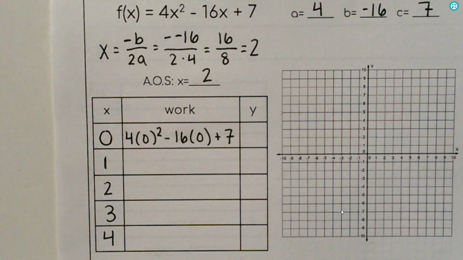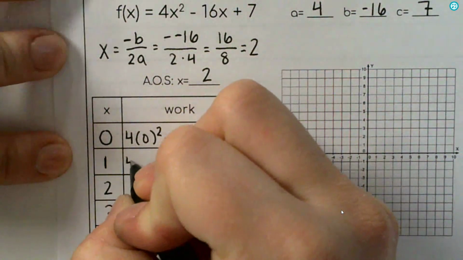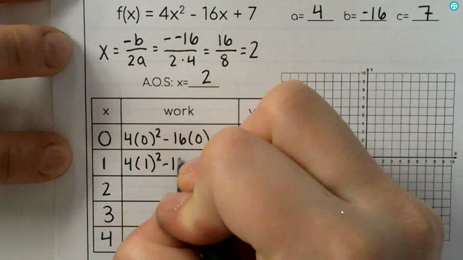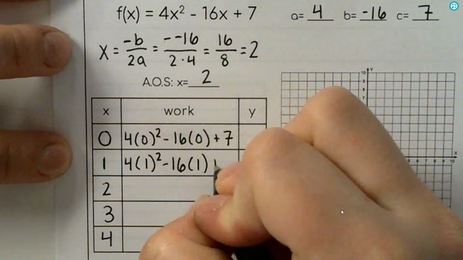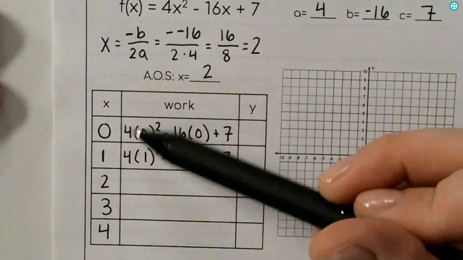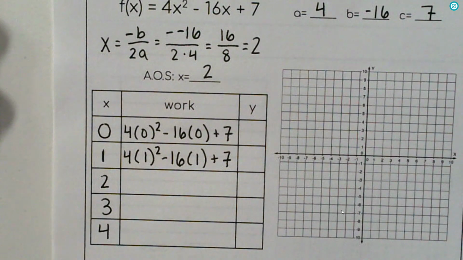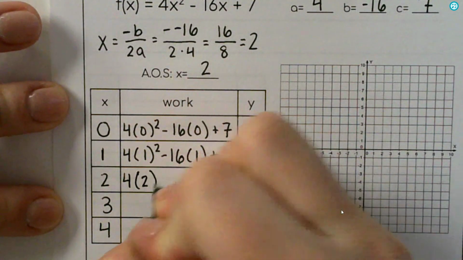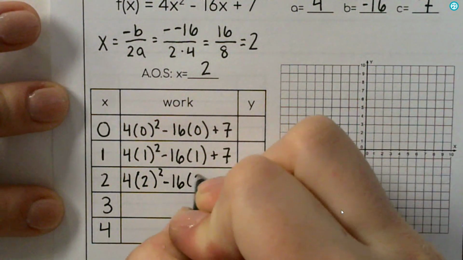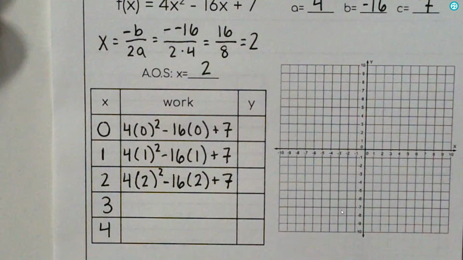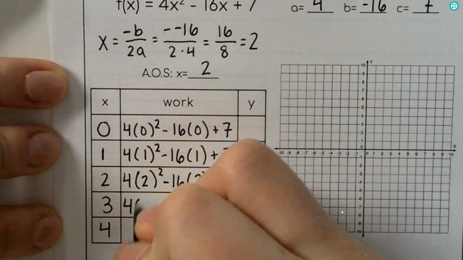Okay, the next one, we've got 4 times 1 squared minus 16 times 1 plus 7. So if you write neatly, you'll be able to see everything's the same, you're just changing what x you plug in. Then I'm plugging in 2, my axis of symmetry. So 4 times 2 squared minus 16 times 2 plus 7. Do we understand what we're doing well enough that I don't have to narrate it? Okay, so then write down your 3 and your 4, plugging that in.